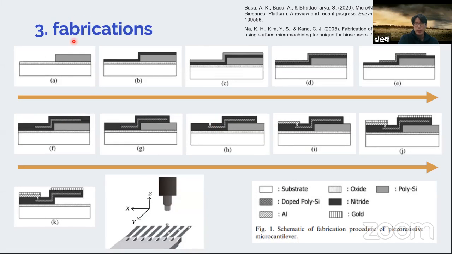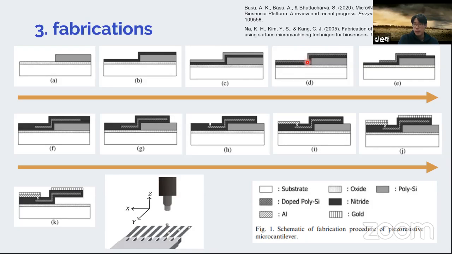Then I will introduce the fabrication process. Firstly, we make the wafer from a silicon ingot and oxidize it. Then we deposit the polysilicon and etch to make this shape. And next we deposit the nitride, which protects the bottom side of the cantilever. And then we deposit doped polysilicon.